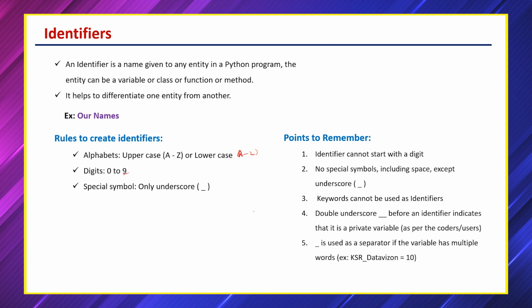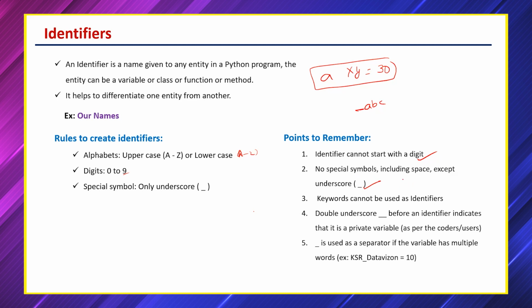For example, let's say a x y equals 30. Is it a correct identifier? No, there is a gap; it is a space issue. Underscore ABC: is it correct? Yes. And numbers may or may not be there in the combination. So an identifier cannot start with a digit, and no special symbols are allowed except underscore.